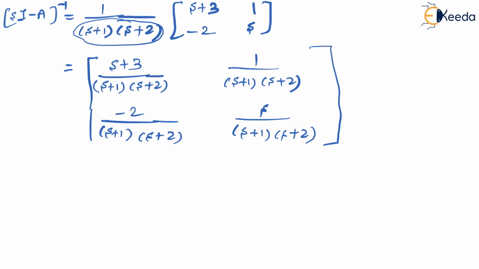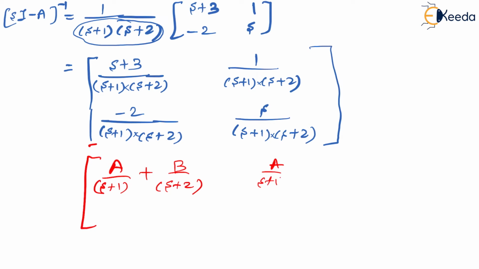Since here we have multiplication, it just cannot happen, so we need to apply partial fraction methods. Let us apply them and see what happens. So how to find partial fractions here? Yes, it is going to be a upon S plus 1 plus b upon S plus 2.